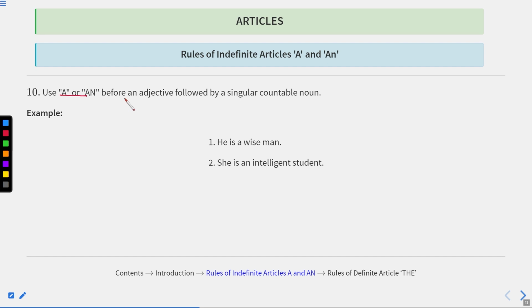Now use a or an before an adjective followed by a singular countable noun. As I told you, this structure I have already told you. For example, he is a wise man. So wise is an adjective, and after this, man is a noun, and before this structure we need to use an indefinite article. Wise begins with a consonant sound. That is why we have used a before it.